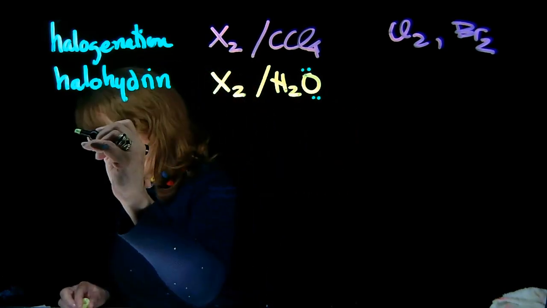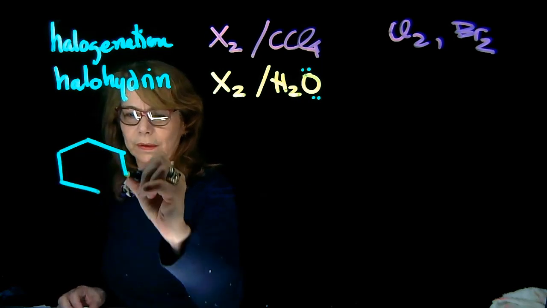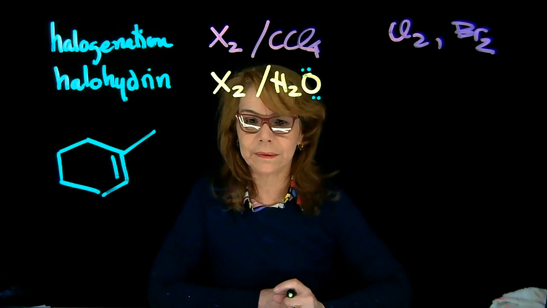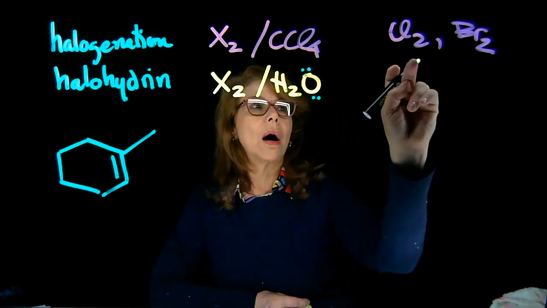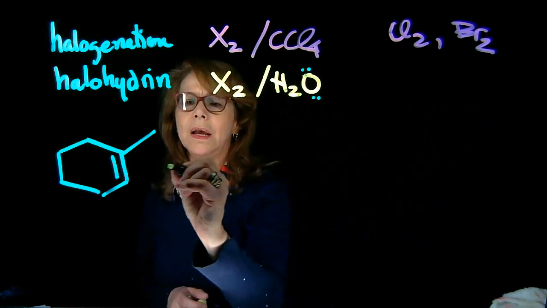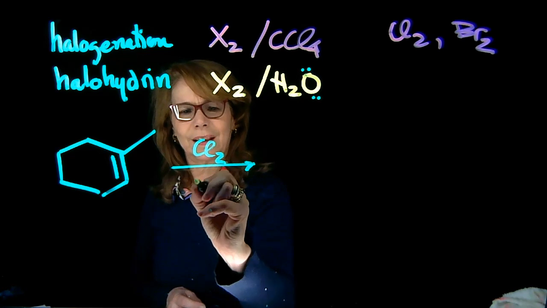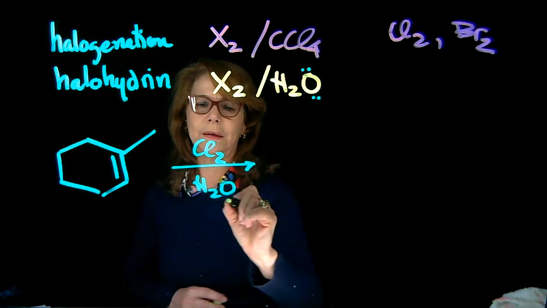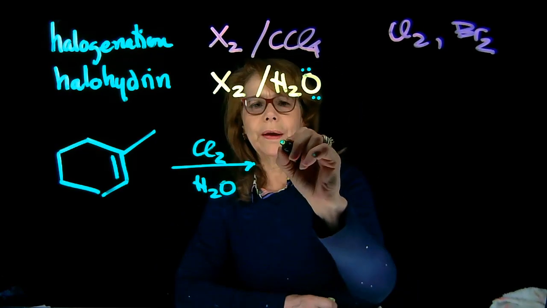So let's do, say, a similar problem to one I did in a previous video. So again, that's methylcyclohexene. These reactions happen through a chloronium or bromonium intermediate. Say that we're doing chlorine, so we're going to form a chlorohydrin in this case, and that's in water. Again, the solvent is nucleophilic.